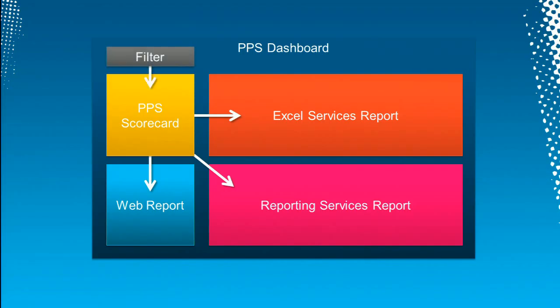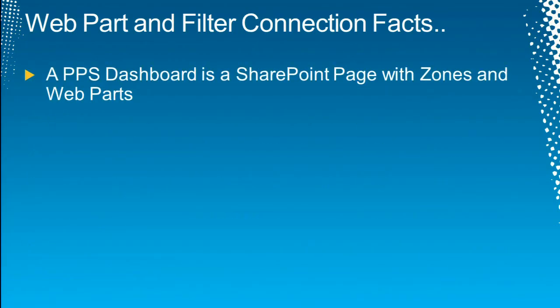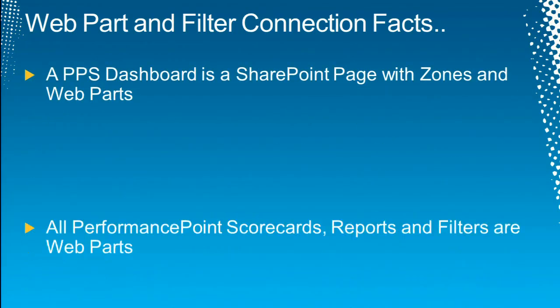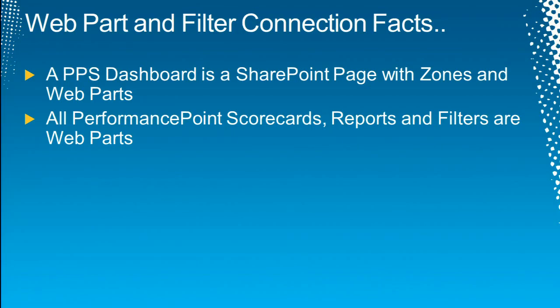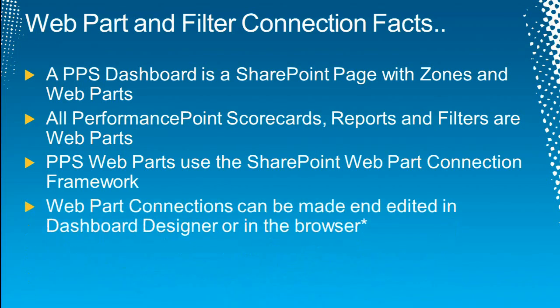But it'd also be cool to have a filter that updates everything, right? But we used a SharePoint list, and we didn't have AS, so it's going to be really hard to connect up some kind of model. So the web parts are SharePoint pages. The dashboard is SharePoint pages. The reports, scorecards, and filters are all web parts. They all use the common framework, so we can pass everything around.